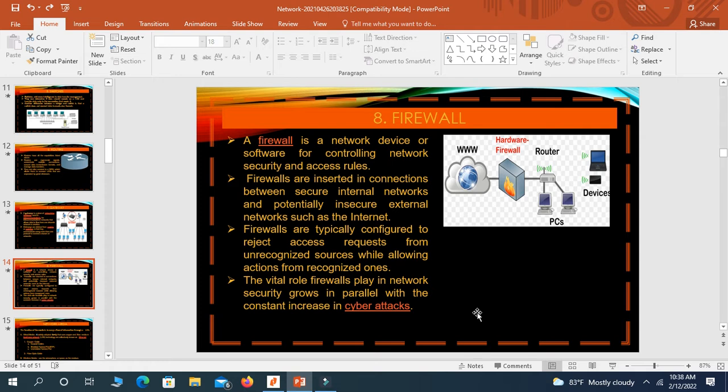The vital role a firewall plays in network security grows in parallel with the constant increase in cyber attacks. So nowadays cyber attacks are on the rise. Sometimes even some private organizations, even some government organizations' websites are getting hacked. As there is a potential threat to network security, organizations, both public and private, are giving priority to firewall management these days.